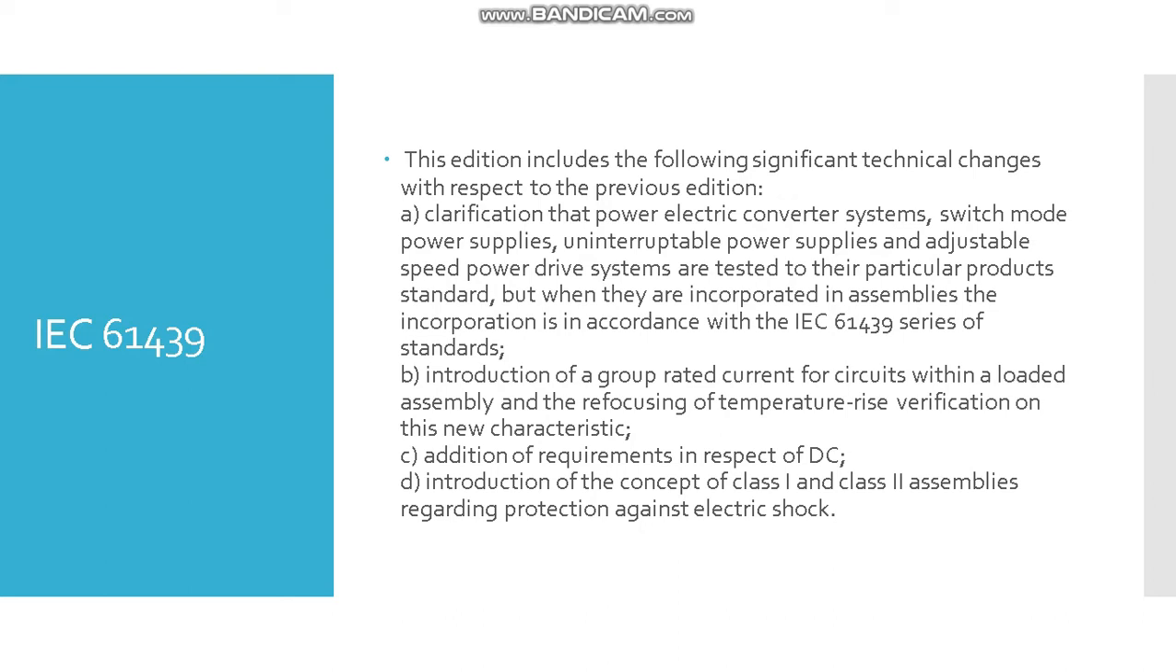B. Introduction of a group rated current for circuits within a loaded assembly and the refocusing of temperature rise verification on these new characteristics. C. Addition of requirements in respect of DC, and D. Introduction of the concept of Class 1 and Class 2 assemblies regarding protection against electrical shock.